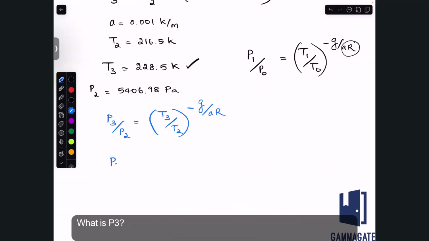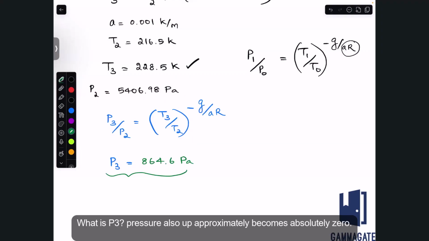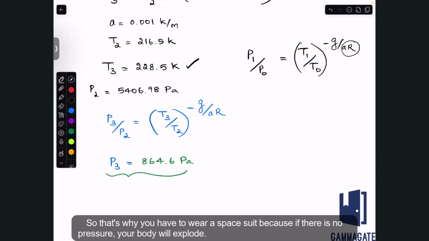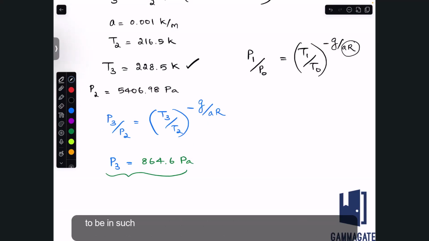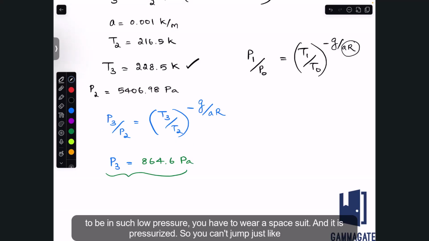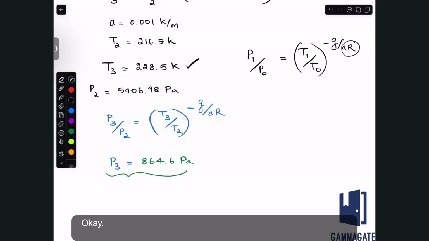What is P3? Pressure also approximately becomes absolutely zero. You can see it's very close to no pressure at all at that height. So that's why you have to wear a space suit, because if there is no pressure, your body will explode. So in order to be in such low pressure, you have to wear a space suit, and it is pressurized. So you can't jump just like that. Okay, so P3 is 864 Pascal.